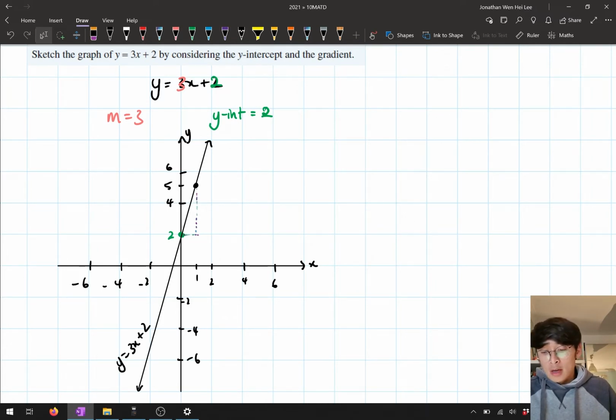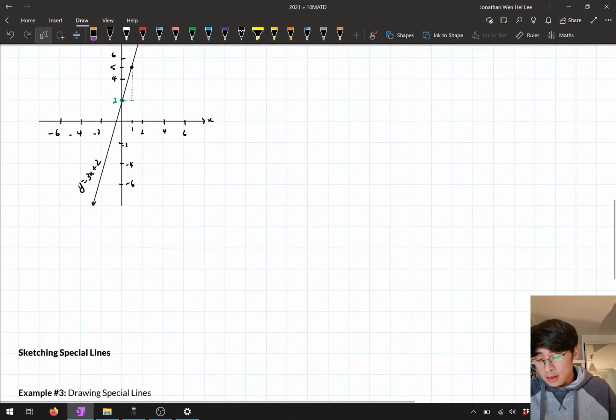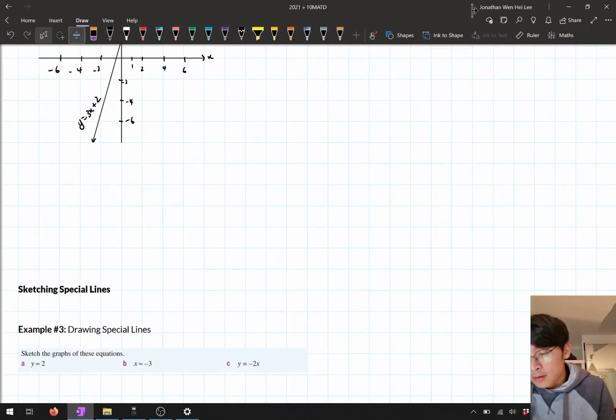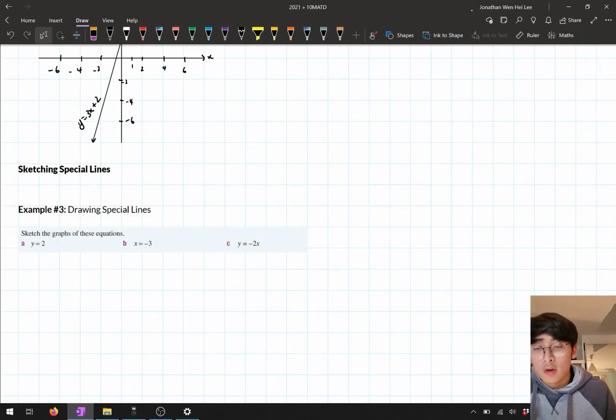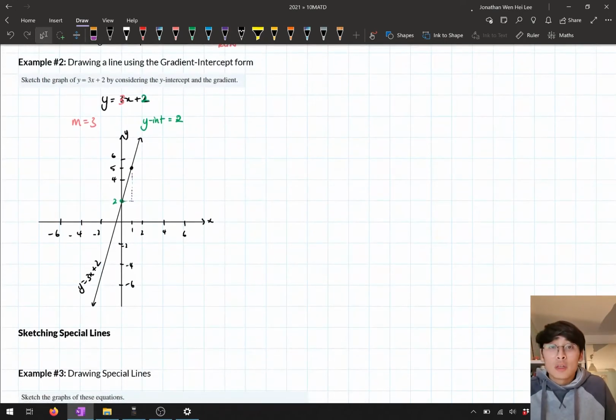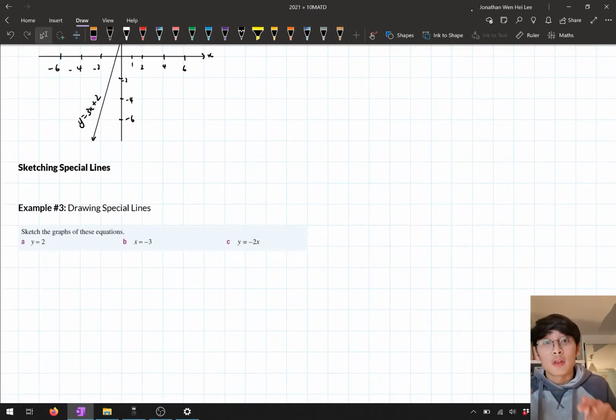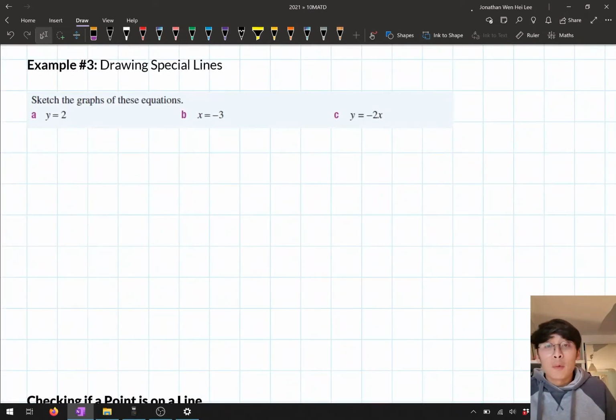Okay, now the next part of this lesson is we also want to be able to sketch a few special lines. There's a few special lines that don't fall into the gradient-intercept form that we still want to be able to sketch. And so that's what we're going to be going through with these examples. I'm going to go through the examples and explain to you what these graphs actually look like. So here we've got 3 special graphs, and for this example, we're going to go through these ones.